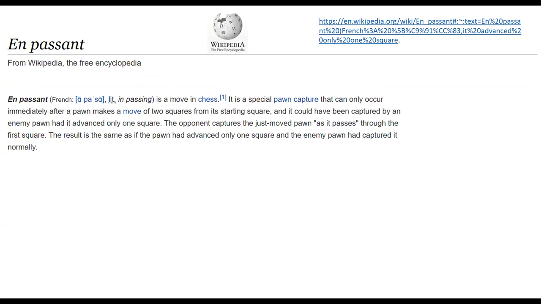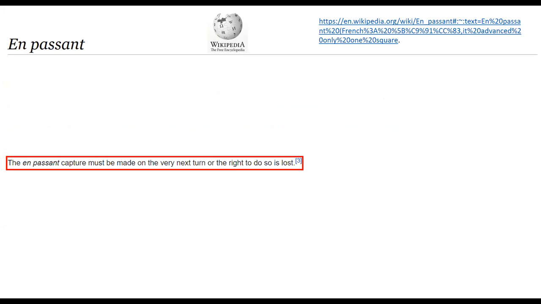En passant is a move in chess. It is a special pawn capture that can only occur immediately after a pawn makes a move of two squares from the starting square. It could have been captured by an enemy pawn if it only advanced one square, because that would be a diagonal capture. The opponent pawn captures the just moved pawn as it passes through the first square. The result is the same as if the pawn had just advanced only one square and an enemy pawn had captured it. The en passant, listen, this is important.